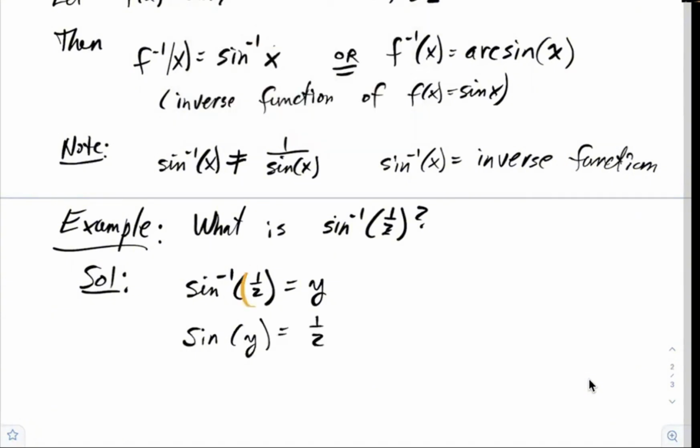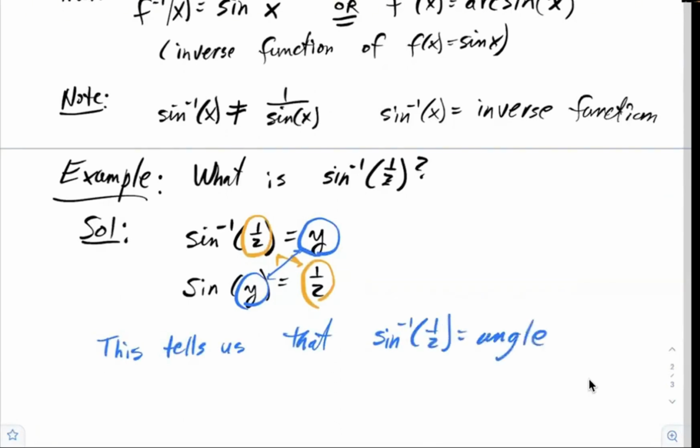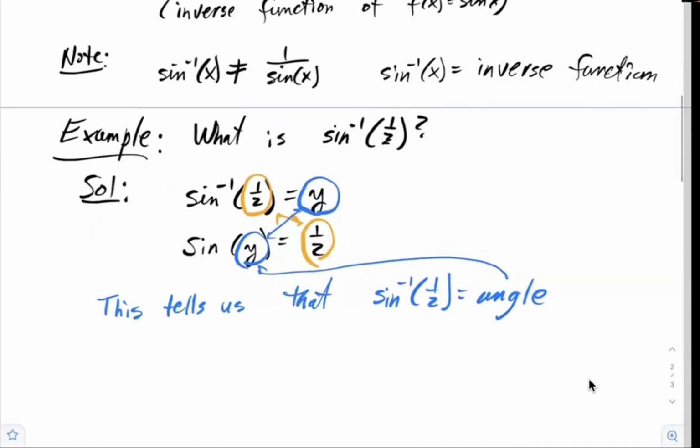So we have this half goes there, this y. Inverse sine of a half equals y is the same thing as saying sine of y equals a half. So what does this tell us? This tells us that the inverse sine of a half is an angle. It's the angle y. So we're going to be answering the question in this problem: what angle y gives the sine of y equals a half?